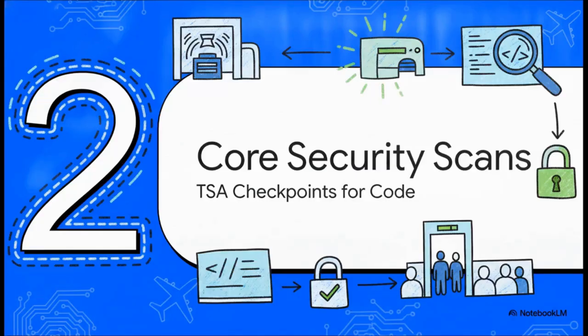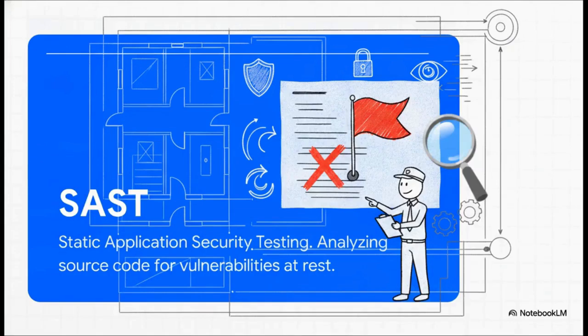Moving right along to section 2, the core security scans. Think of these as the TSA checkpoints for your code. First up, we've got SAST, which stands for Static Application Security Testing. And SAST is incredibly powerful, mainly because it analyzes your source code for vulnerabilities completely at rest. It doesn't even need to execute the program.